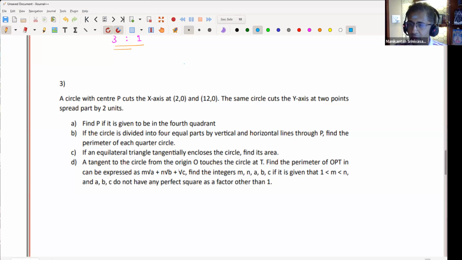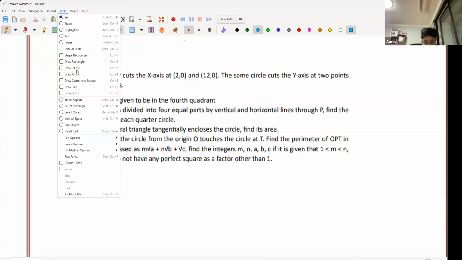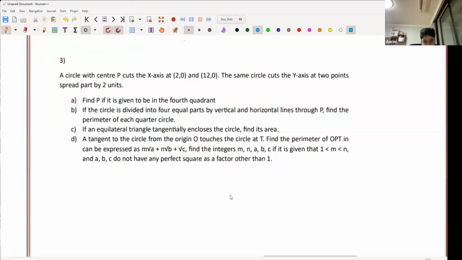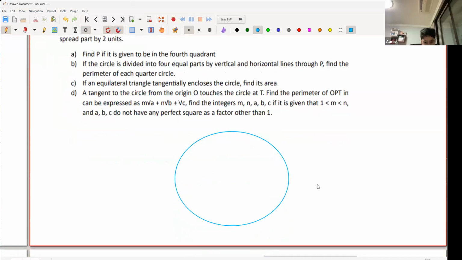No? Okay, let's discuss. So the circle with center P cuts the x-axis at 2, 0 and 12, 0. Okay, so let's draw a circle. Oh, sorry. For this one, I just took the average of the x and y points to find P. So you mean 7, 0. Is that what you mean? Yeah. Okay.